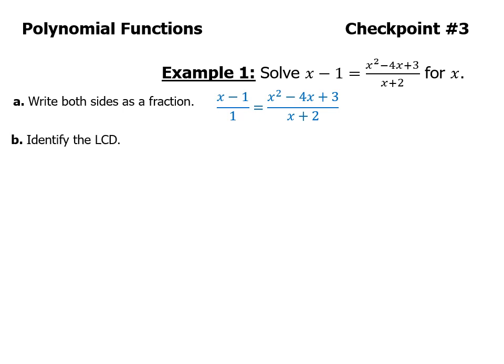Second is identify the LCD, or least common denominator. Well, the denominator on the left side is 1. On the right is x plus 2. I need one of each factor of each denominator, so that's just 1 times x plus 2. So the common denominator is just x plus 2. Identify the excluded values. That means whatever makes this equal to 0. Well, that would be negative 2. So x can't be negative 2 because that would make this side dividing by 0.